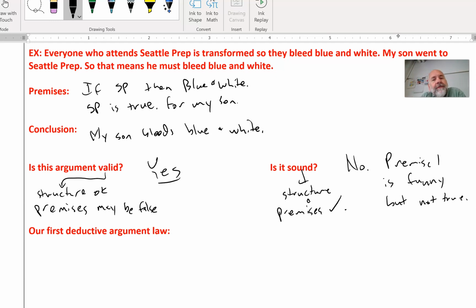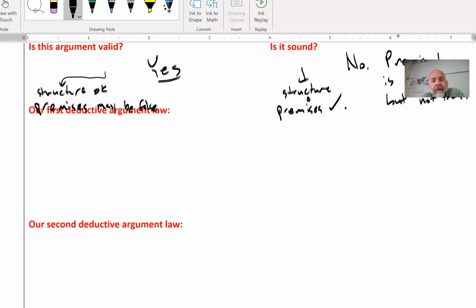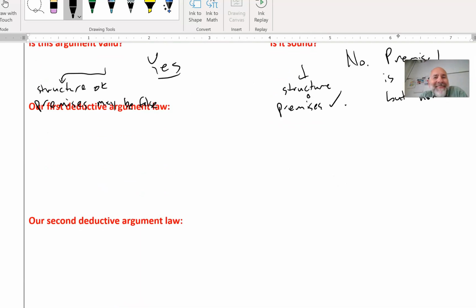Now there's two deductive laws you're going to learn. Stay with it. There's two deductive laws that you need to know about that are different structures that you can use. So I'll show you what those structures are.